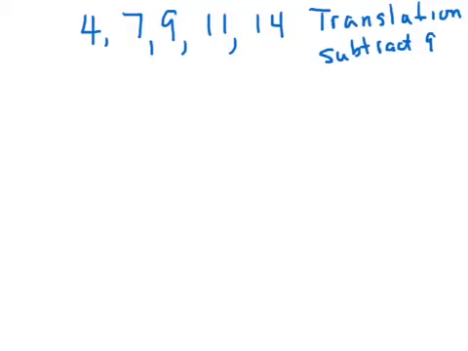Alright, these two problems are going to be based off of what you should have gotten from the conceptual video. So let's take the first thing. We're going to translate this small data set by subtracting 9 from each one. So we get -5, -2, 0, 2, and 5.